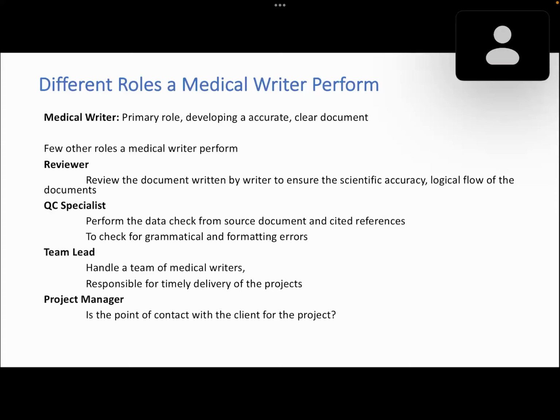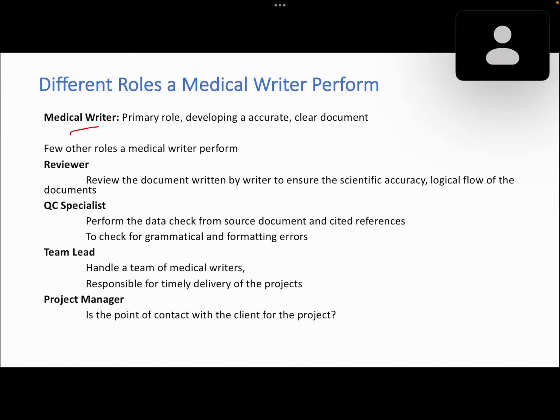So what are the different job roles? We have already studied, but a little more into this. Medical writer, primary role, we know that, you are responsible to write. So no other way to describe this role. This is the primary role. You are responsible to develop accurate and clear documents.